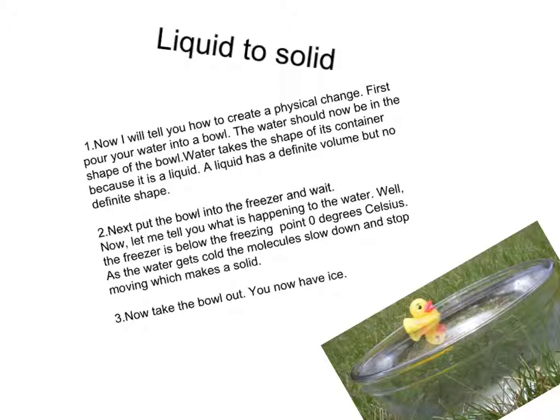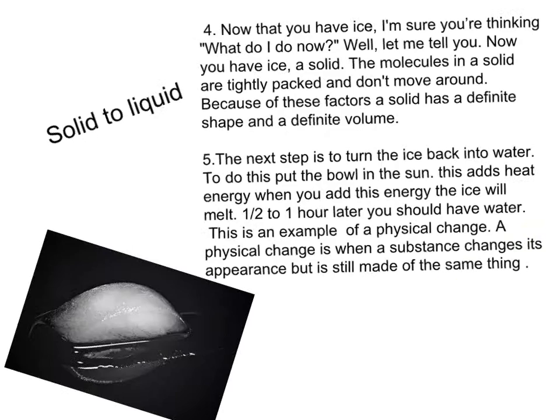Step 2. Next, put the bowl in the freezer and wait. Now let me tell you what is happening to the water. Well, the freezer is below the freezing point, 0 degrees Celsius. As the water gets cold, the molecules slow down and stop moving, making it solid. Take the bowl out. You now have ice.